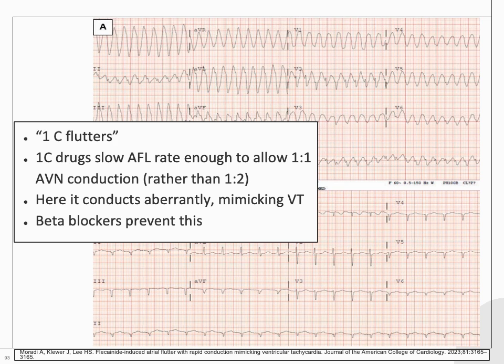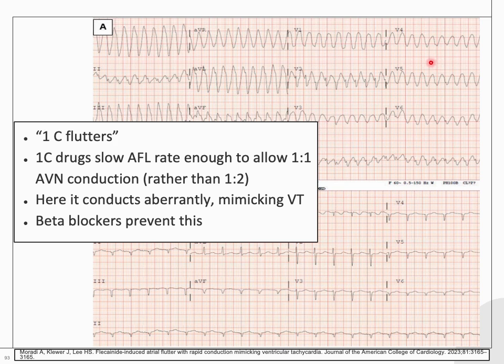By slowing the atrial flutter rate to 200 beats per minute, resulting from the administration of flecainide, the AV node can now conduct one-to-one, ironically yielding a faster ventricular rate of 200 beats per minute. Giving a beta blocker prevents this fast ventricular rate. These are called 1C flutters because flecainide is class 1C in the Vaughan-Williams classification of antiarrhythmic drugs.